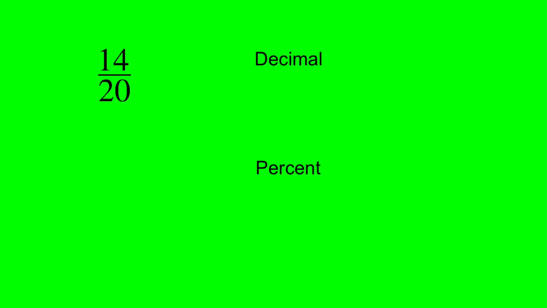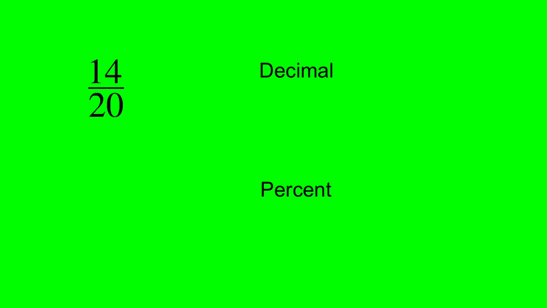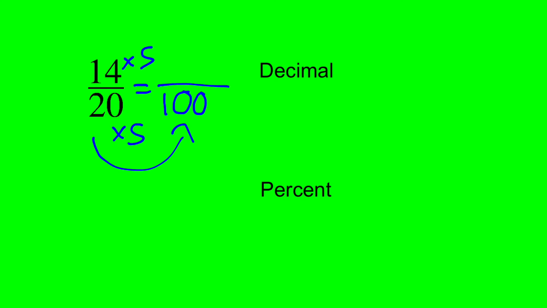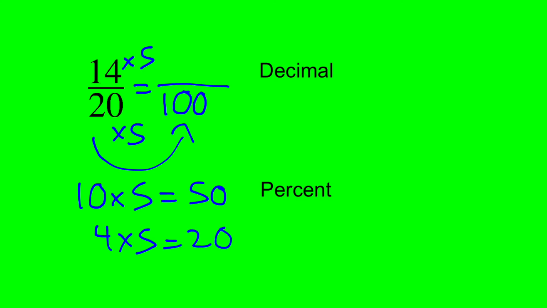So we also looked at a fraction that's out of 20. Well, there's a couple ways we could attack this. To make this a decimal, we could make it out of 10 or we could make it out of 100. Well, to do the percent, we're going to have to picture it out of 100. So let's picture it out of 100. To go from 20 to 100, we multiply by 5. And we will do the same thing to the top. 14 times 5. I might think of that as 10 times 5 and 4 times 5. 10 times 5 is 50 and 4 times 5 is 20. So that means 14 times 5 is 70.